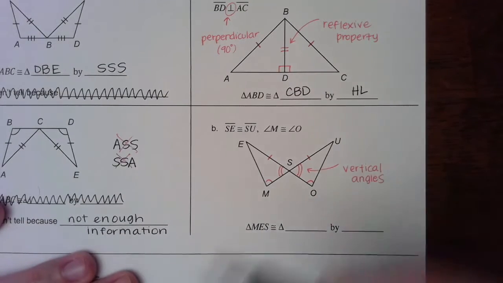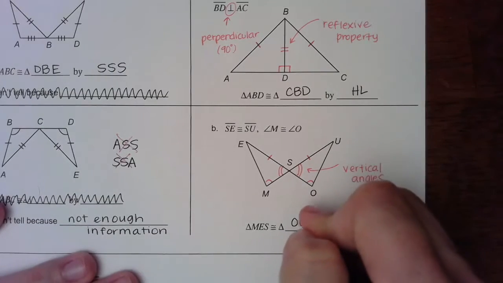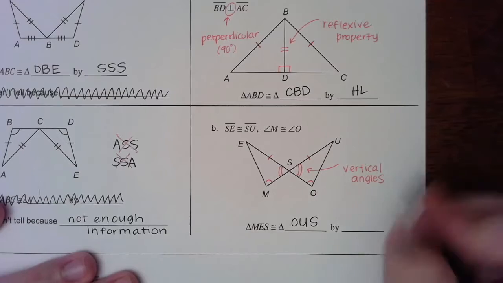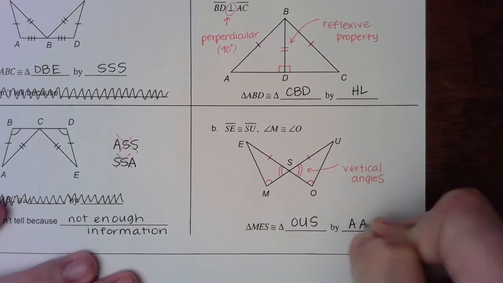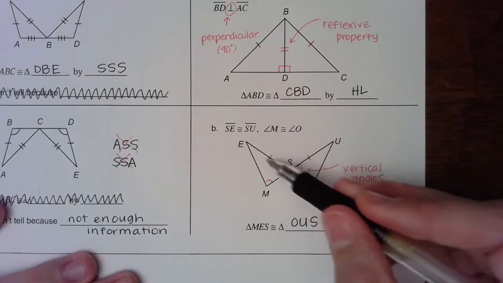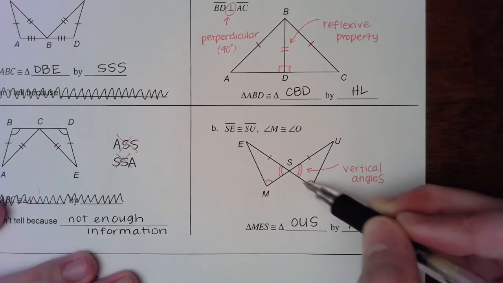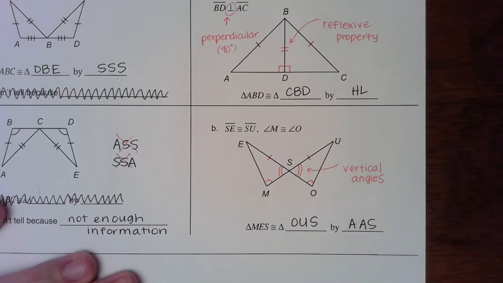So for this one, triangle MES is going to be congruent to triangle OUS, and the reason why they're congruent is because of angle, angle, side. These two angles are the same, these two angles are the same, and then the side that's not between the two angles is congruent to the side that's not between or included between the two angles. And so the reason for this one would be angle, angle, side.